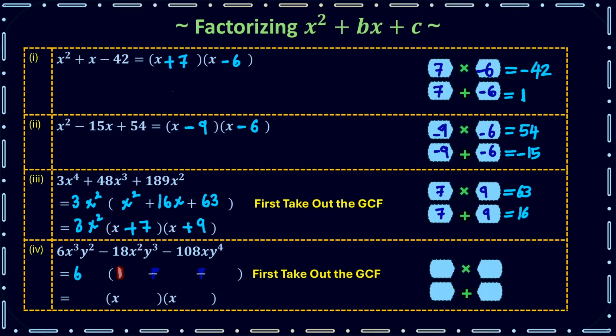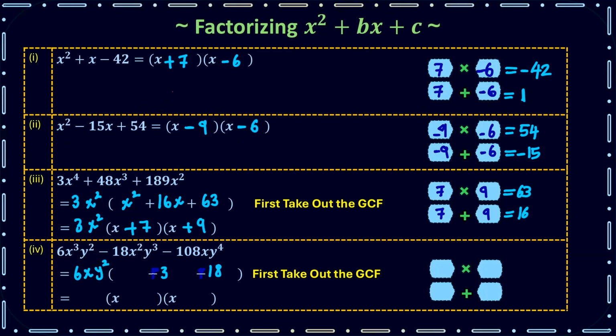We get 1, which we don't have to write down. 18 divided by 6 is 3. And you can do long division to see that 108 divided by 6 is 18. For the variable part, we have x cubed, x squared, and x. Of course, x with the smallest exponent, in this case x to the 1, is the GCF of those variable parts. And for y squared, y cubed, y to the 4, y with the smallest exponent, in this case y squared, is the GCF.